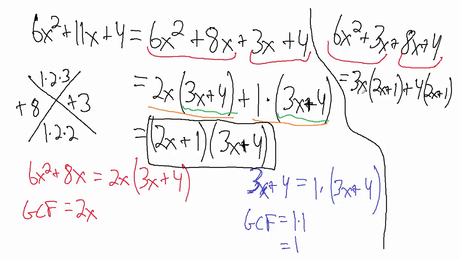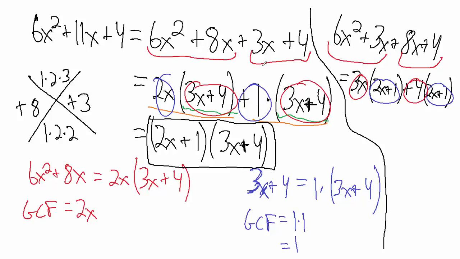Okay, so notice here, when we did it this way, we had 2x times 3x plus 4 plus 1 times 3x plus 4. If we were to do it this way, we would end up with 3x times 2x plus 1 plus 4 times 2x plus 1. So notice there are some similarities there, right? Here's 2x, and then plus 1, and then 2x plus 1, 2x plus 1. Here's 3x plus 4 here, and here's a 3x, and here's our plus 4.